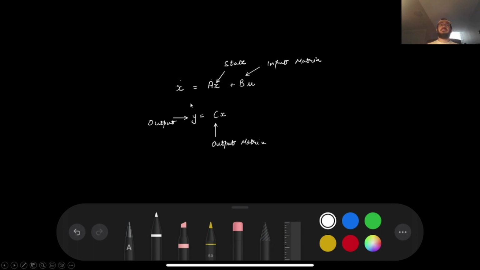Here comes the equation I was talking about, which is named the output equation. It tells us the relation between the output as well as the state. So the equation which tells us the relation between the state and the output is termed the output equation.